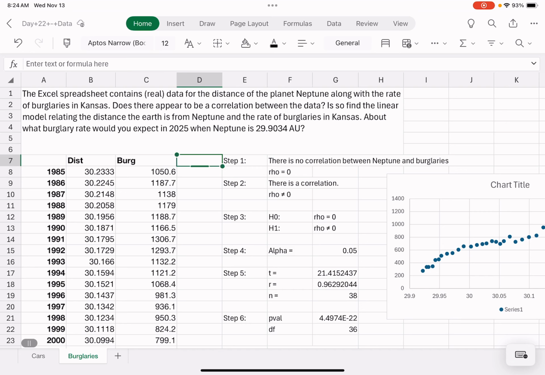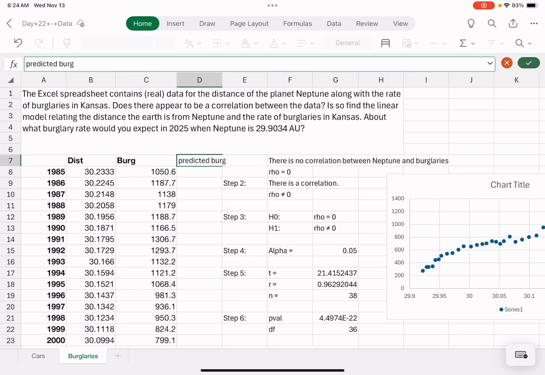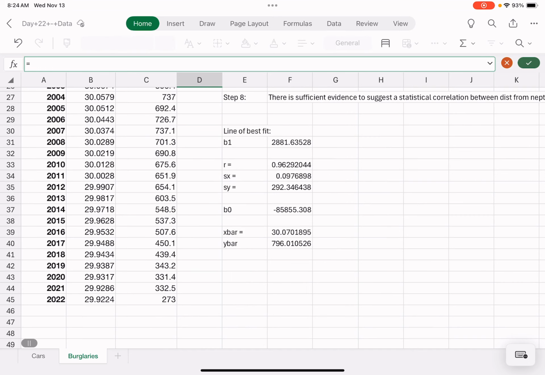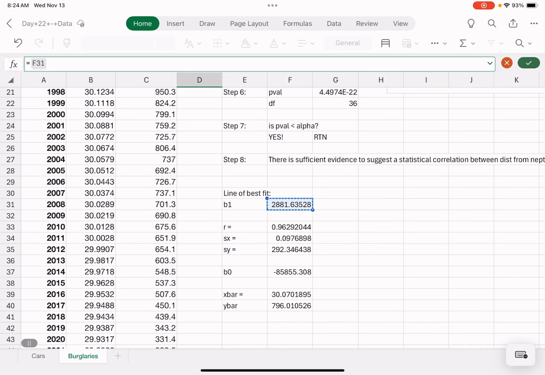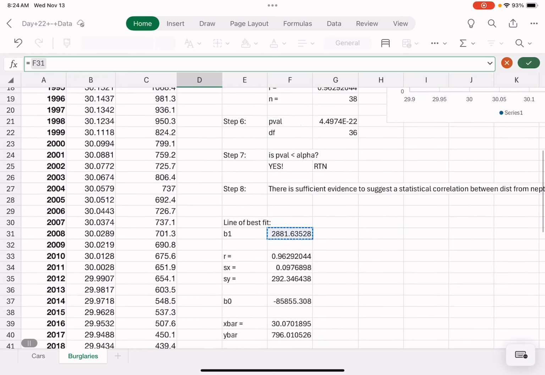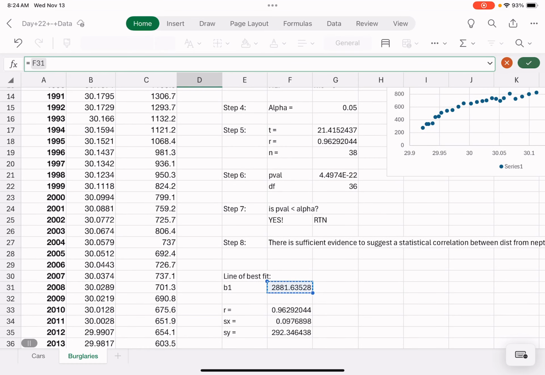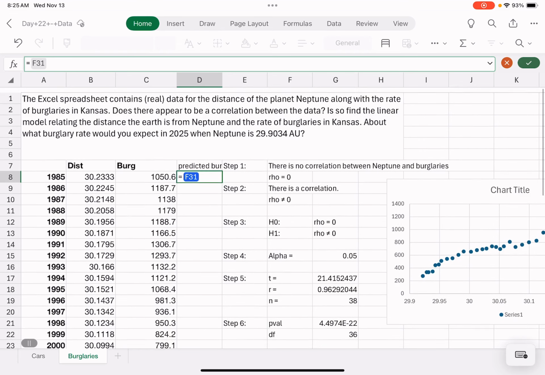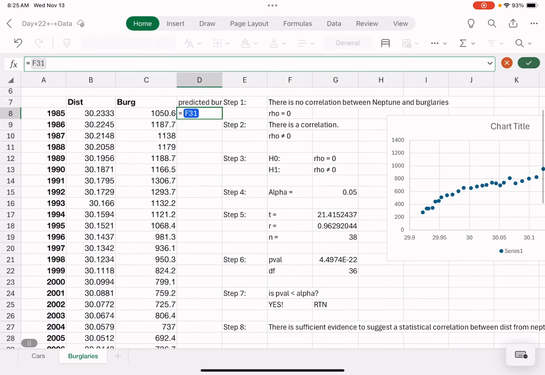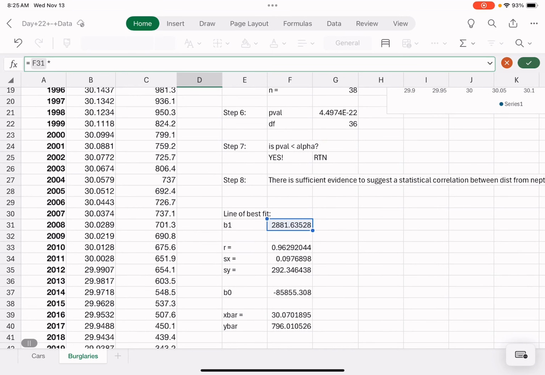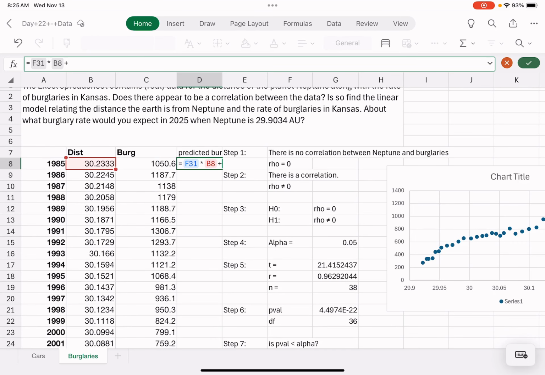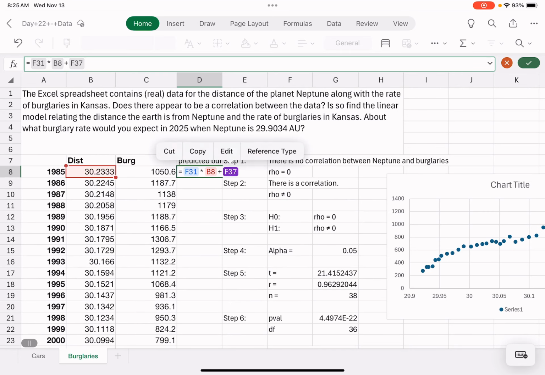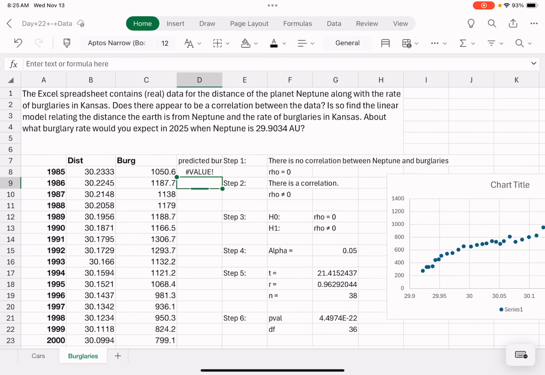This is going to be my predicted burglaries, and it is going to equal my slope. Look at that slope, 2,808. That means for each unit of distance, burglaries increase by 2,808 per 100, whatever that rate is. I've got my slope times the distance plus B naught. I'm going to put in my dollar signs now. Hold those the same. Oopsies. Okay. All right, let's see what happened.